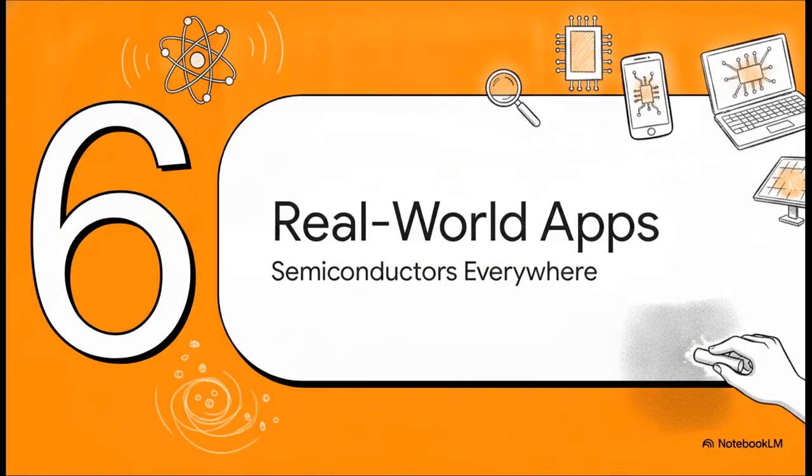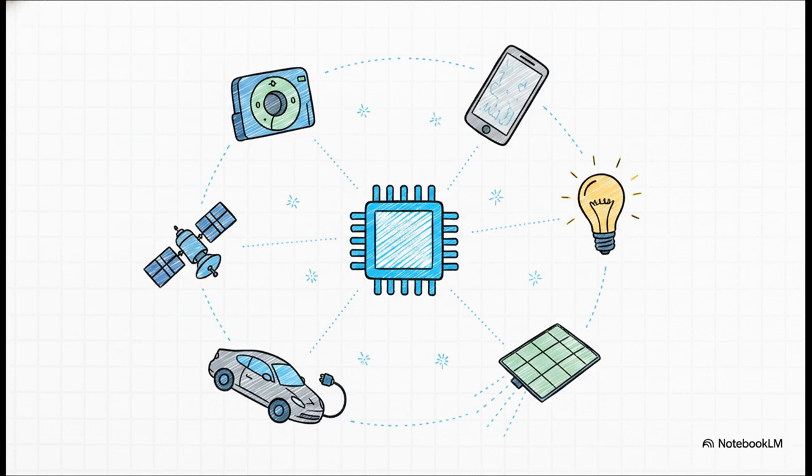And finally, section 6, real-world applications. Let's wipe the chalk off our hands and zoom back out. How do these microscopic physical laws translate into the real world? The short answer, they are literally everywhere. Take your smartphone. It relies on billions of tiny transistors just to process your data. Look at the lights around you. Light-emitting diodes, or LEDs, are just special p-n junctions that release energy as visible light. Solar cells run the exact same process in reverse, taking in light to push electrons and create power.